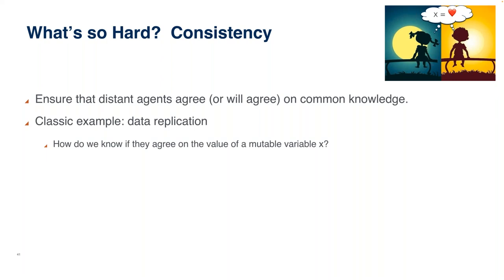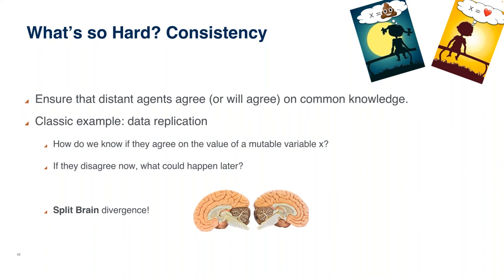Imagine we have this couple and they agree on a piece of data, X. They agree that it equals love, right? But X is a mutable variable, it might change. Either of them could write to X. And suppose that they get separated by a slow network. And now one of them believes that X is poop. Now they disagree.